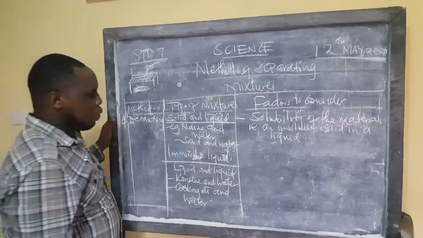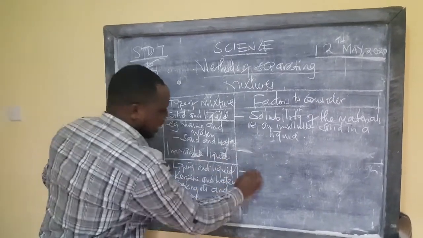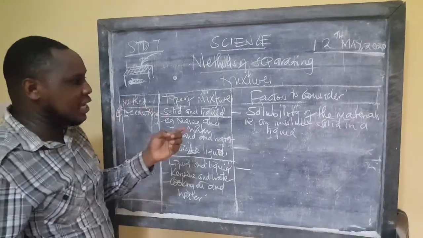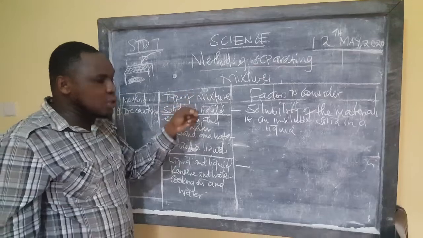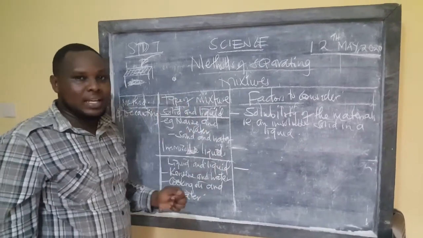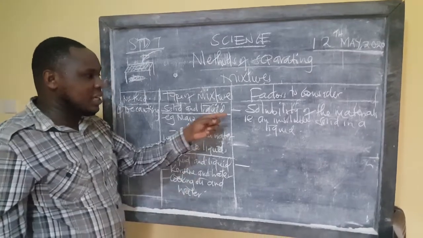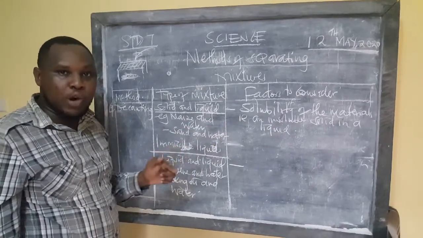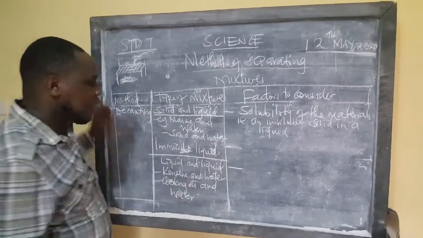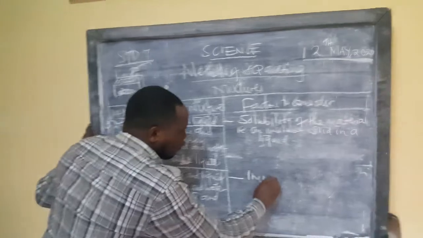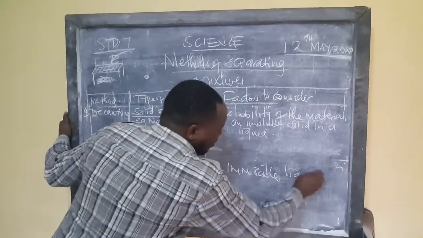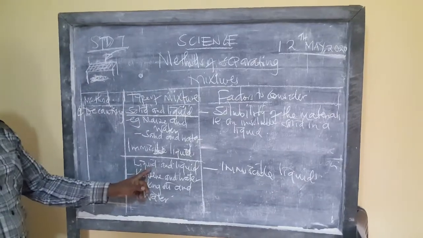Then number two, because we talked about something else here, liquid and liquid. Remember what I said yesterday? In liquids we don't talk about solubility, we talk about miscibility. So we don't say that liquids are soluble or insoluble. No, they are either miscible or immiscible. So in this case, we are going to say immiscible liquids. We are going to separate immiscible liquids using this particular method of decanting.